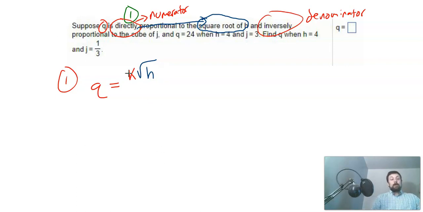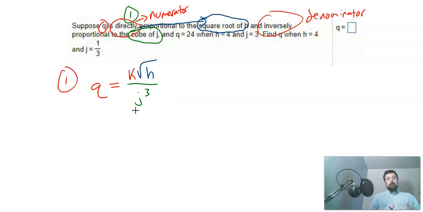Then we're going to divide by the inversely part, right? So it's inversely proportional to the cube of j, not just j, but the cube of j. That's what we want to divide by. That's going to go in the denominator. So not just j, but the cube of j. All right, and so there's our formula.